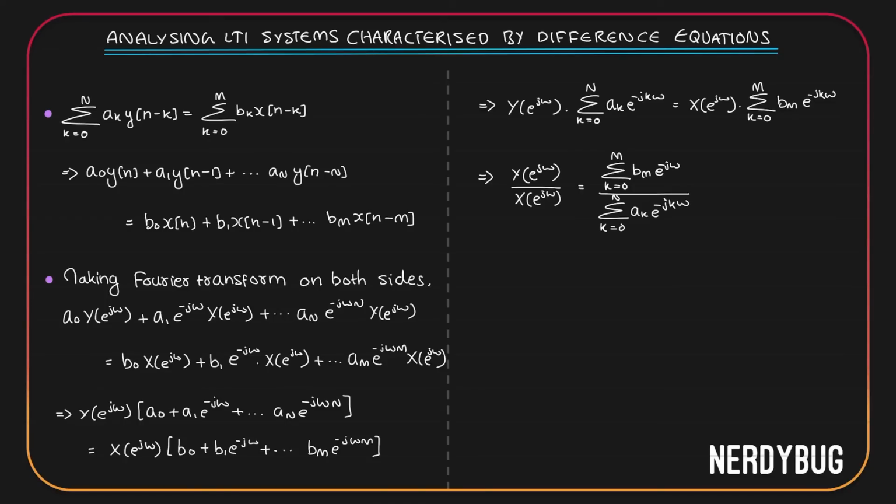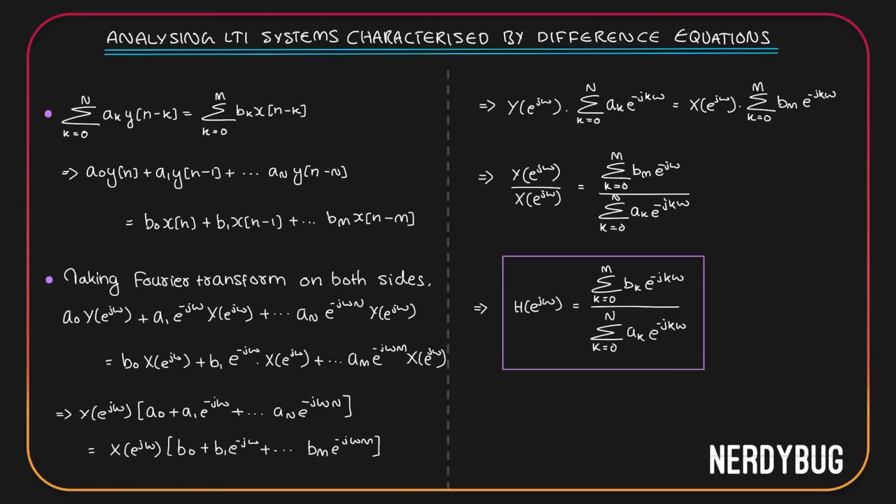But we already know Y of e raised to j omega by X of e raised to j omega is H of e raised to j omega. So we get an expression for H of e raised to j omega. Let us put it in a box.